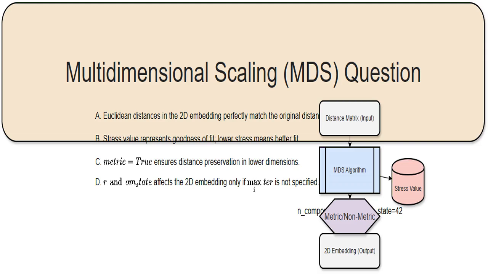This question tests your understanding of how the multidimensional scaling, MDS, algorithm works, specifically in Sklearn. I'm checking if you understand how MDS reduces data dimensions while considering important aspects like distance preservation and how the algorithm parameters affect the results. It's all about dimensionality reduction.